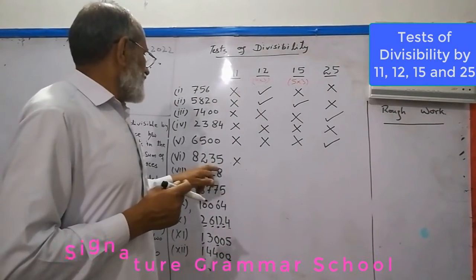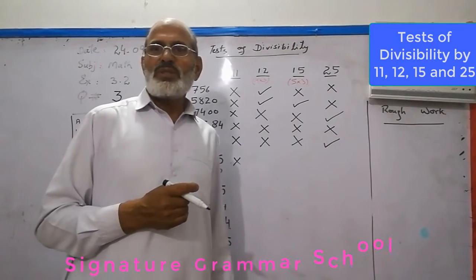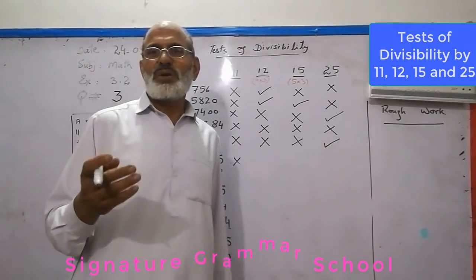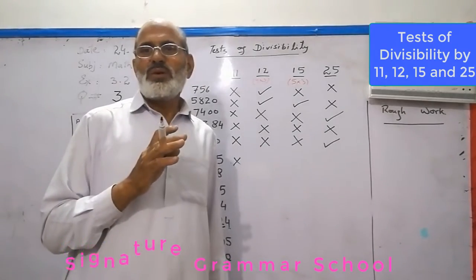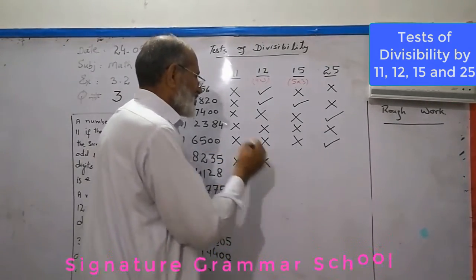For 12, here is 35. 5 means that is an odd number. When there is an odd number, that value can't be divided by either 2 or 4. So the first condition is not met. Here I will put a cross.